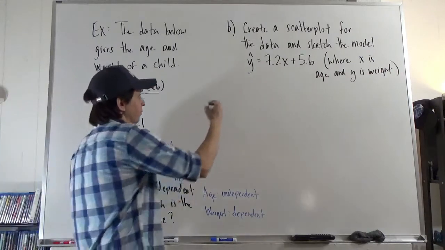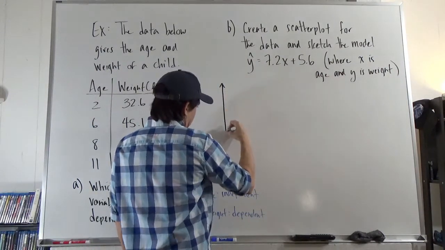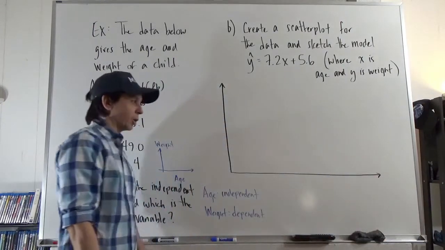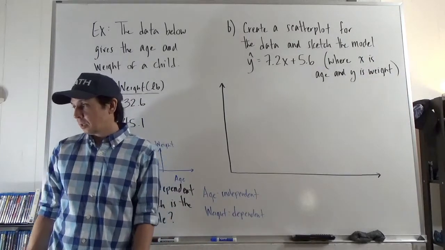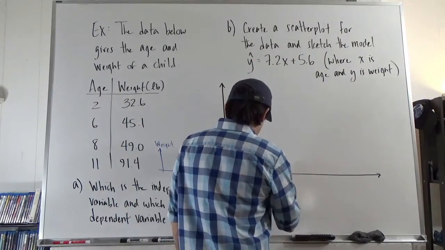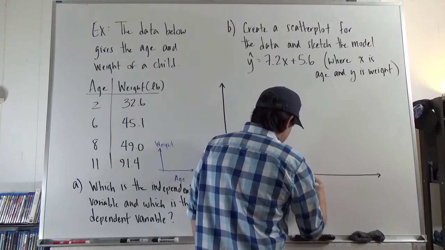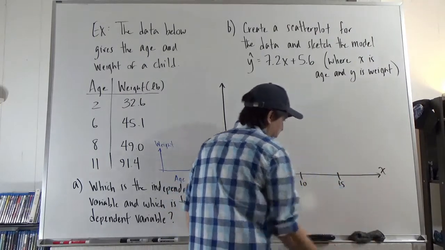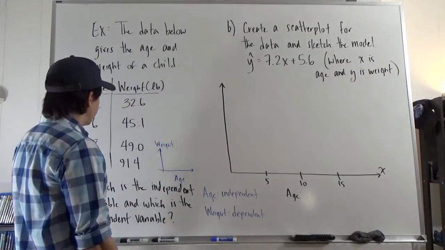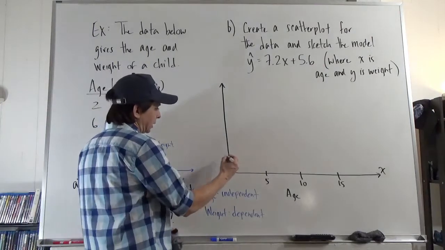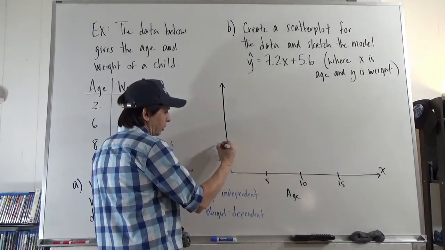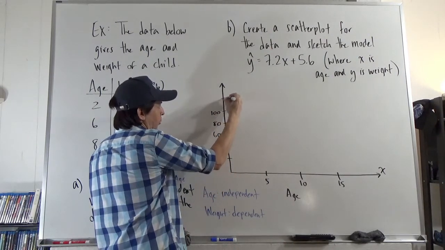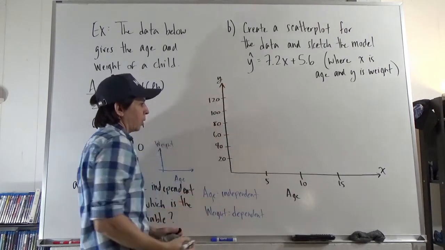Okay, what are we doing? All right, here we go. We're going to scale it on our own, but again, on your exam, you'll have a graph provided, so you'll know how to scale it. I'm going to go by 5s for the age. We will call that x. And then the weight I'm going to go up to 120 by 20s. 20, 40, 60, 80, 100, and 120. That's going to be our y.